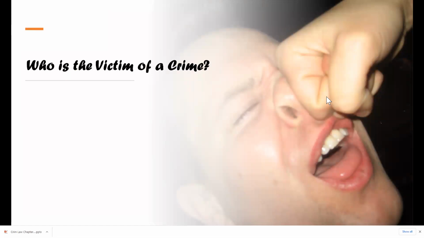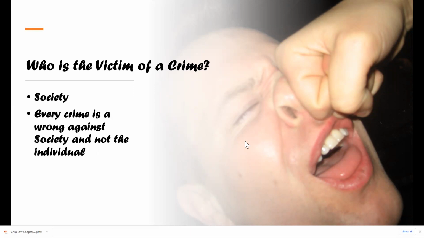Who is the victim of a crime? It may sound like an easy question to answer. This gentleman that is getting punched in the face, is he the victim of this crime? And the answer to that is no, he is not the victim of the crime. For every crime, the victim is society. Now, this person being punched in the nose will be referred to as the victim throughout all the criminal proceedings. However, technically and in reality, the victim of a crime is society itself.